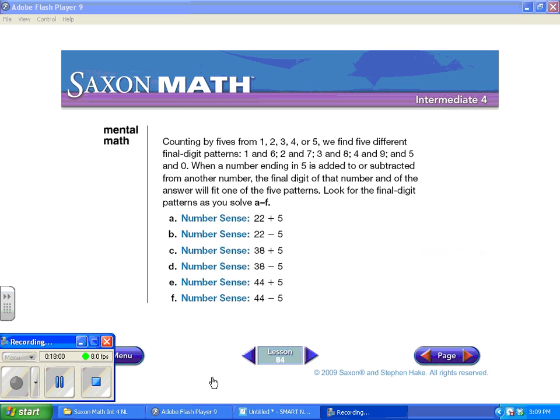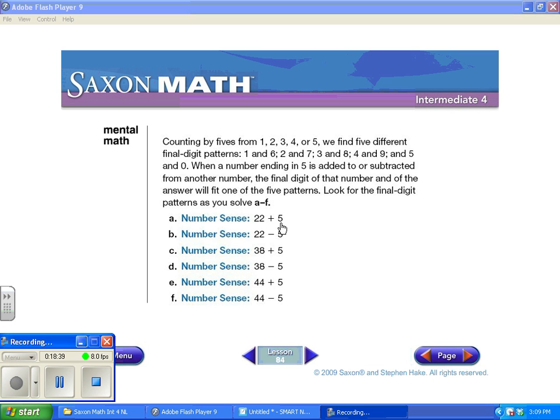Okay, now we're going to go and do some mental math. Counting by fives from 1, 2, 3, 4, or 5, we find 5 different final digit patterns. Okay, so if you start with a 1 and you add 5, you get 6, right? If you start with 2 and you add 5, you get 7. 3 and 8, 4 and 9, and 5 and 0. Now, when a number ending in 5 is added to or subtracted from another number, the final digit of that number and of the answer will fit one of the 5 patterns. Okay? Look for the final digit pattern as you solve A through F.